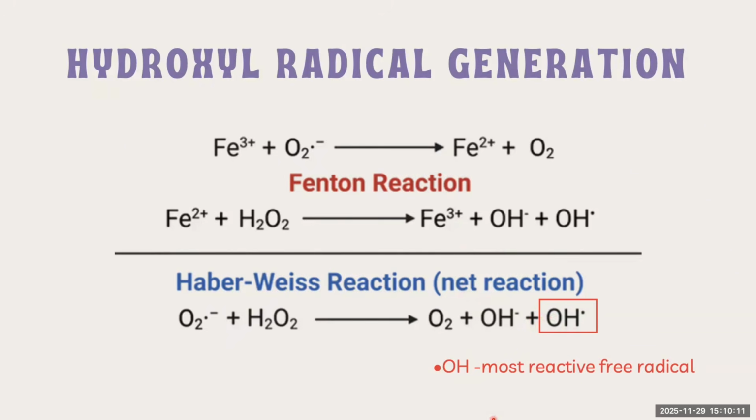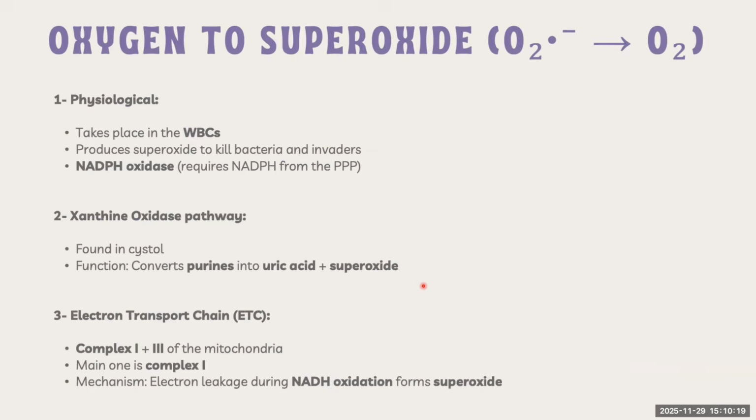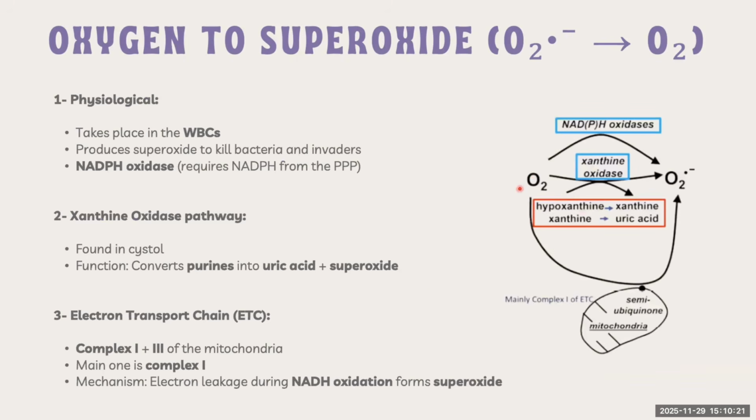Now we'll be moving on to the pathway and the clearance of reactive oxygen species. So we'll be starting off with the generation of superoxide. Now, your superoxide is generated through three main pathways, okay? You have your physiological pathway, you have your xanthine oxidase pathway, and you have your electron transport chain.